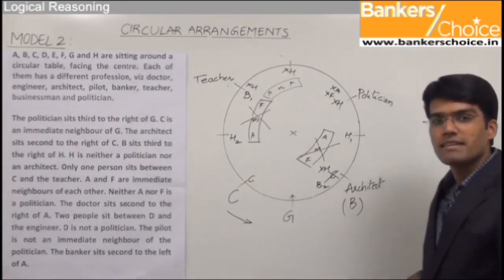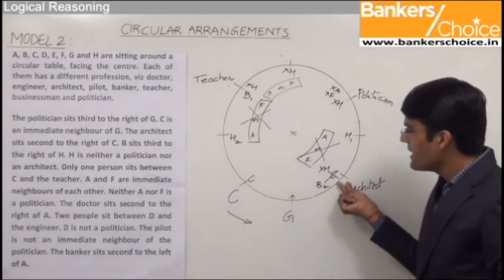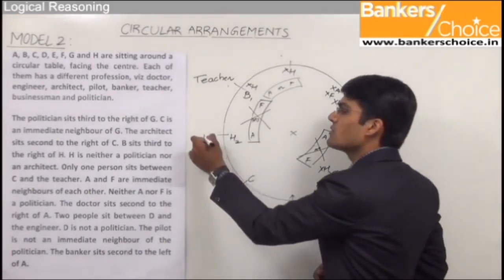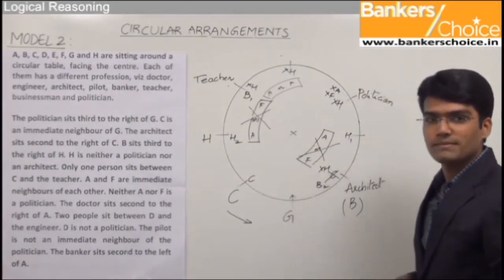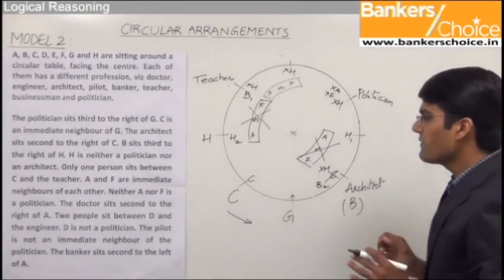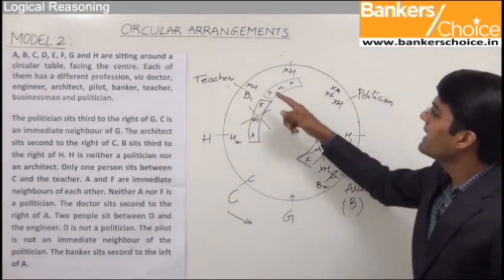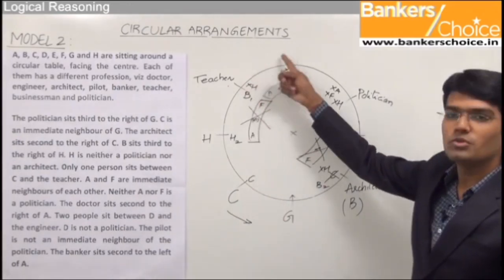That is, B is the architect. And if B takes this place, H should definitely come in this position. So we can now also fix the position of H. So far we can say that H, C, G and B have been fixed, and A and F should be taking any of these two positions.